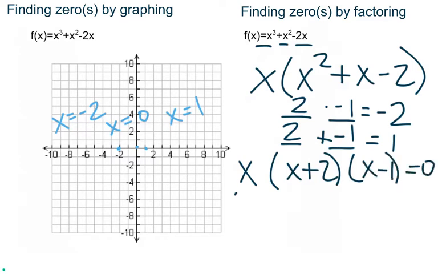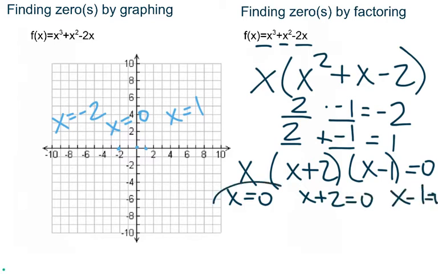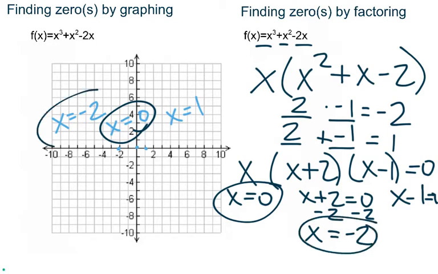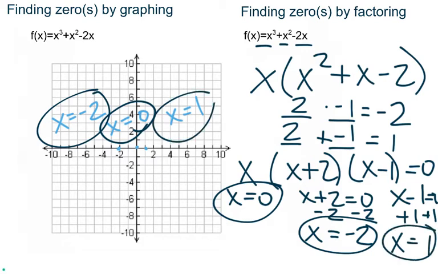I'm going to set all 3 equal to 0 and get x by itself. For this one, x is already by itself, which is what we found here. The next one, to get x by itself, I have to subtract 2, which is what we found here. And then the last one, to get x by itself, I have to add 1, x equals 1. That's exactly what we found.